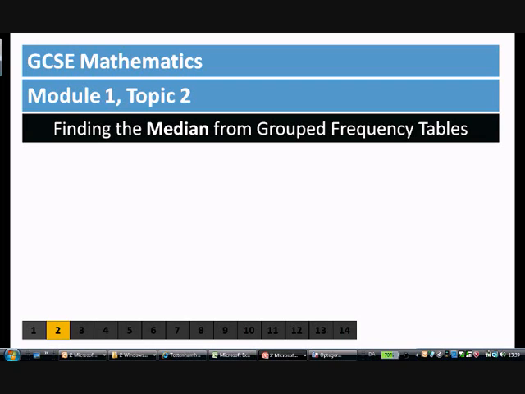Okay, topic 2 of module 1 from the GCSE is called finding the median from grouped frequency tables. Hopefully you've already looked at topic 1, which is finding the mean. This is very similar.